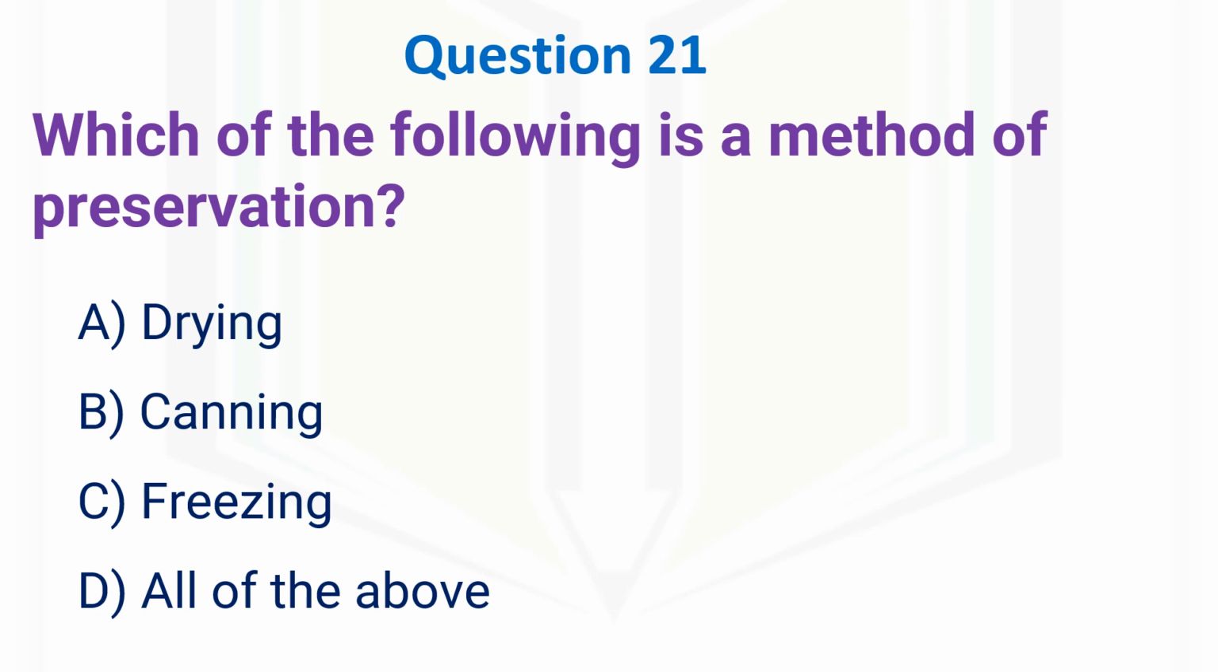Question number 21. Which of the following is a method of preservation? Options are drying, canning, freezing, all of the above. Correct answer is option D, all of the above. So we can extend the shelf life of the food using various techniques of preservation, and it can include the drying technique where we apply heat at optimum temperature. There are different types of drying, sun drying or mechanical drying.